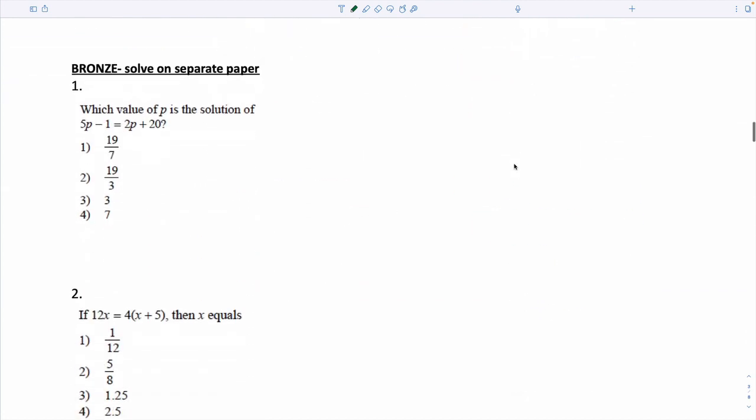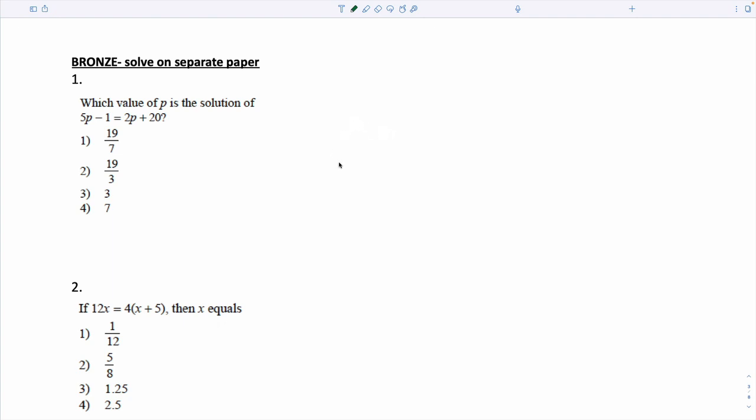Go to bronze. Set up the first one, rewrite it at the top. Discuss the first step with your partner. We're going to huddle up whole class in the next minute. What's the first thing you're doing with this problem? Go.